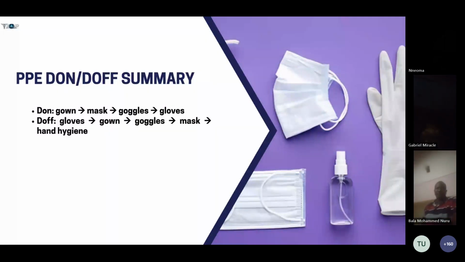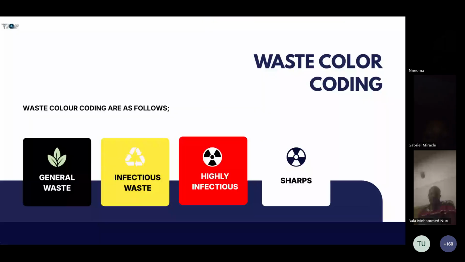Now there's something called waste color coding, because of course when you are dealing with first aid, you are going to discard waste. General waste goes into a black nylon. Infectious waste goes into the yellow nylon. Highly infectious waste, that is something very bloody, goes into the highly infectious pack. And then sharps go into the sharp box. You would have seen it, they wrote it on it, sharp box. So sharps like needles, anything that would harm anybody, just make sure that it goes into the sharp box. I hope you are writing this down.